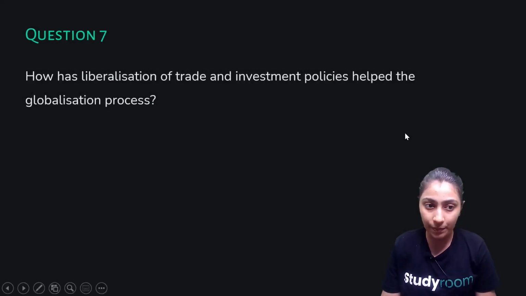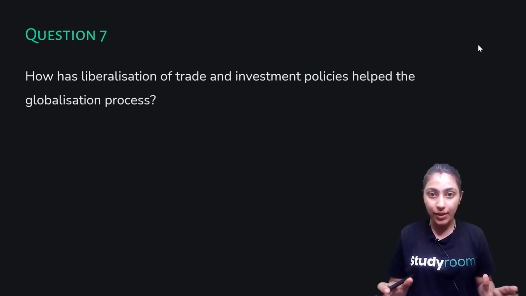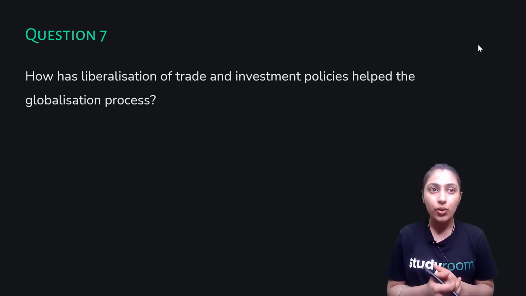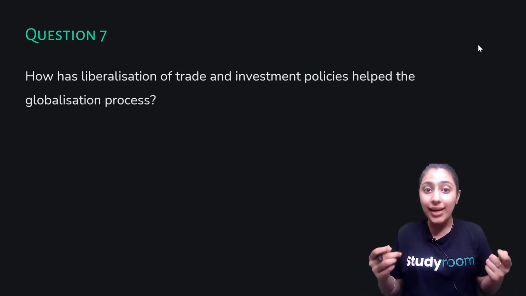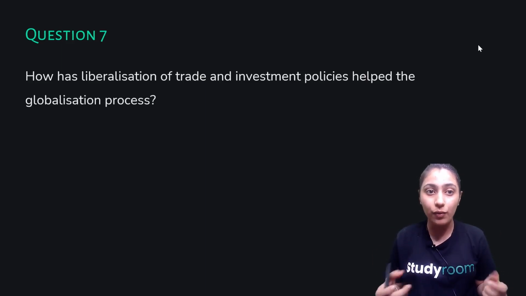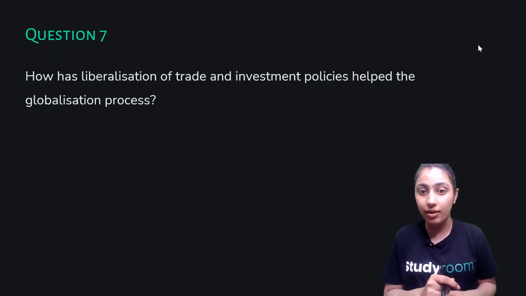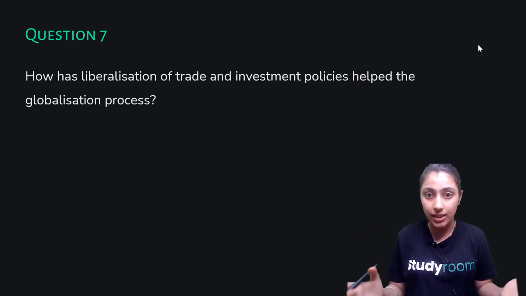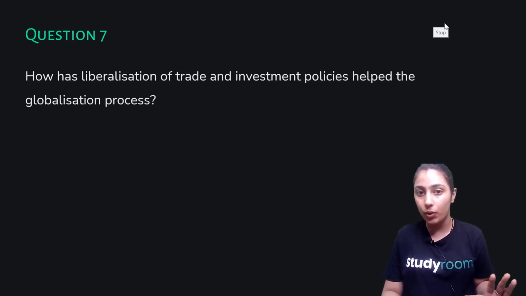So moving forward to our next question. How has liberalization of trade and investment policies helped in the globalization process? Since the trade and investment barriers have been removed to a certain extent, it is now pretty easy to import and export between India and foreign countries. Also, many MNCs are coming and setting up their offices and factories in India. For example, Ford Motors has set up its headquarters in Chennai. Apart from that, this has also led to job opportunities for many Indian citizens. So this is how we can say that liberalization of trade and investment policies has helped globalization altogether.